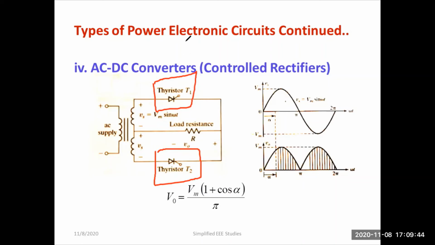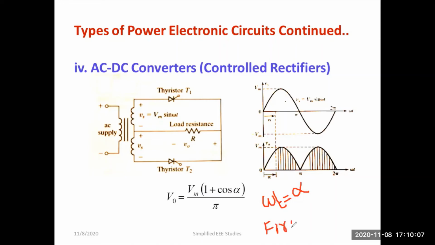During the positive half cycle, thyristor T1 gets operated, but with one condition: the thyristor will turn on when omega t is equal to alpha, where alpha is known as the firing angle. The thyristor gets turned on when omega t equals alpha. So this is your on period.